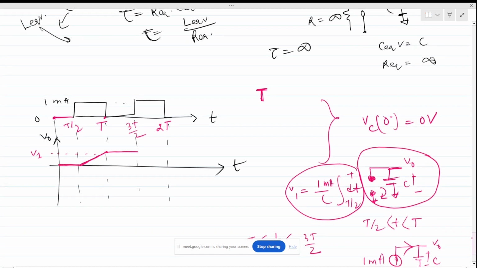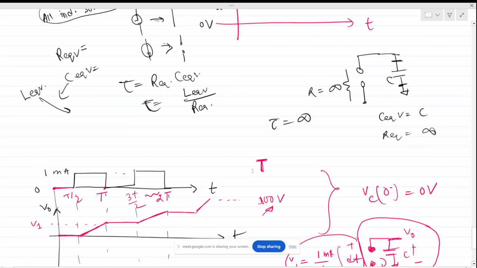And then again in this time duration it will charge, ramping up. Then it will hold, and again ramp up. It will go up to 100 volt, as said previously, as dielectric breakdown, so it will take many cycles to reach this 100 volts. So this is a staircase function we can see. This was the second case.